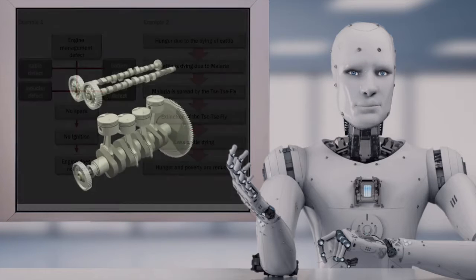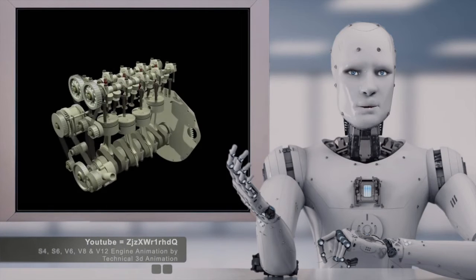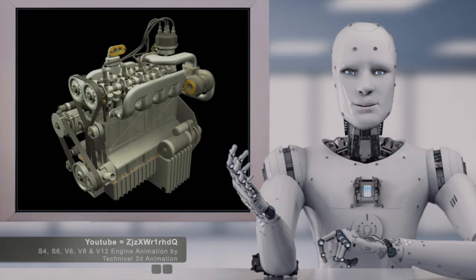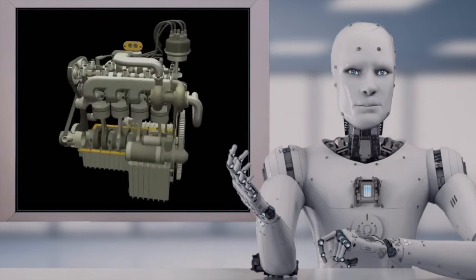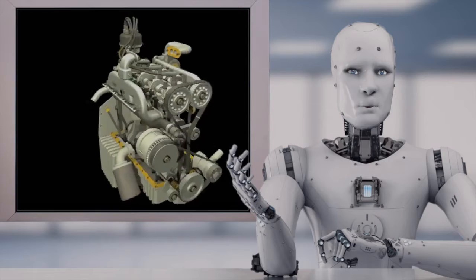Like in example 1, the car does not start. The list of possible causes for an engine failure might be long, but at the end it is always a sequence of clearly defined root causes. Example 2 shows a bad example of linear reasoning.